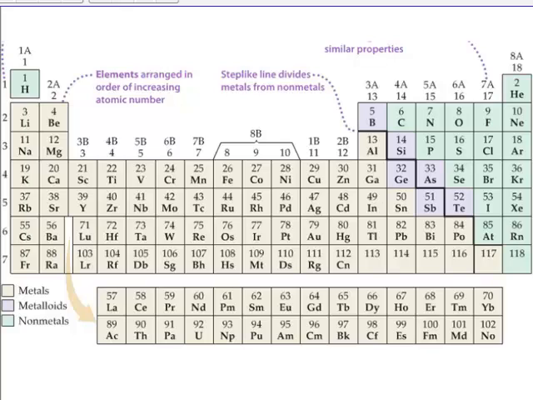This video is all about the periodic table. This is the periodic table that is pictured in your book on page 50. Let's look at some very specific things about this periodic table.